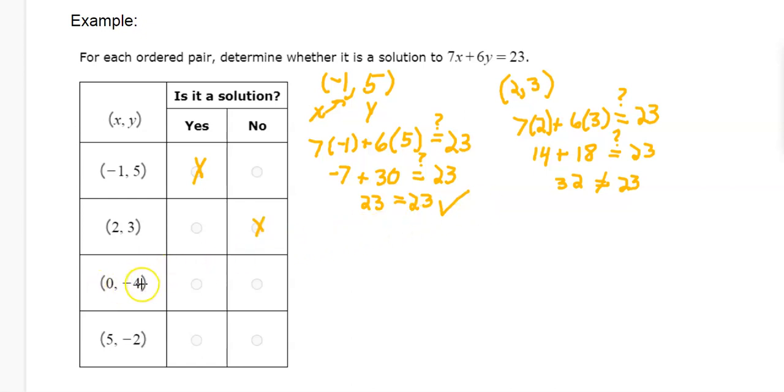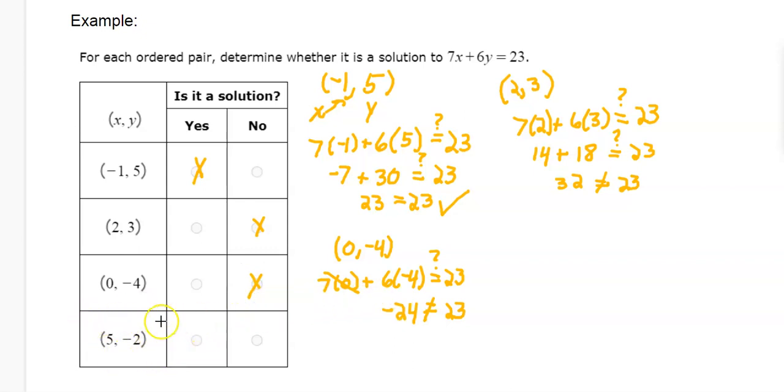How about 0, -4? I'm going to plug in 0 for my x, -4 for my y. So I have 7 times 0 plus 6 times -4, and I want to know if that equals 23. 7 times 0 is 0, so that crosses out. 6 times -4 is -24. That is not equal to 23. So again, that's going to be a no, it is not.